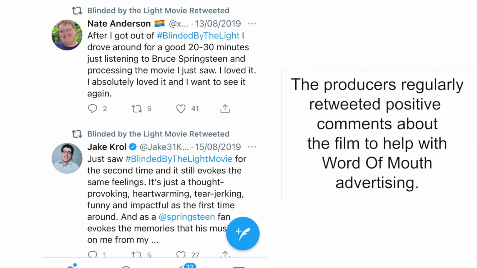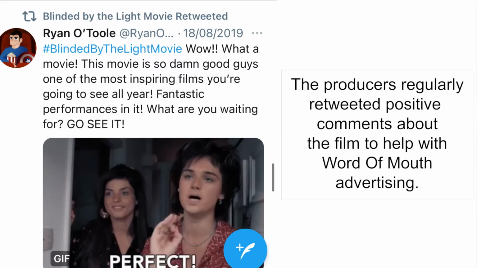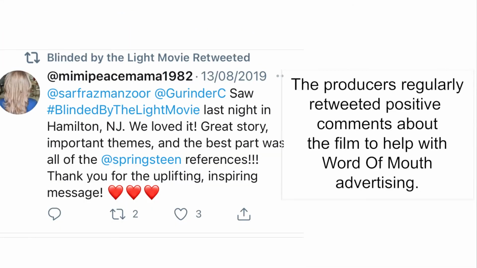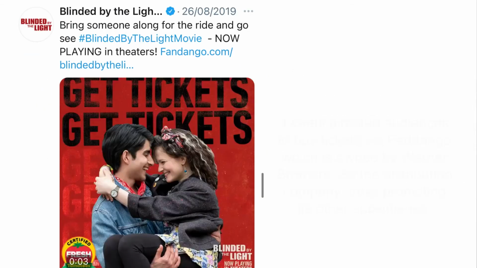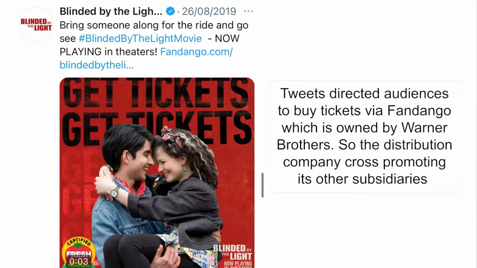The producers made sure to regularly retweet other posts by audiences who had seen the film and really enjoyed it, and this helped to build word of mouth promotion for the film. You can see here as well that the producers also shared ideas about how to buy tickets, and they particularly shared a post about the app Fandango.